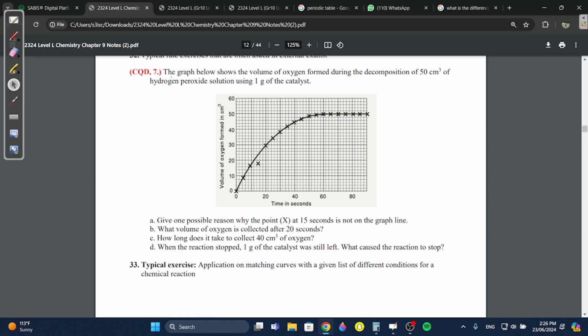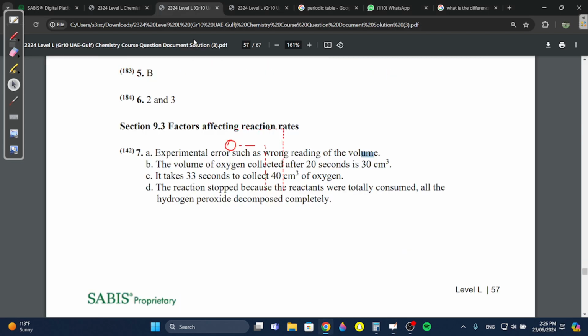What is collected after 20 seconds? Go to 20 seconds, go to my graph. It's 30. How long does it take to collect 40? Go to 40. Go down. It's over here at 32, 32 seconds, 33 seconds. Okay.